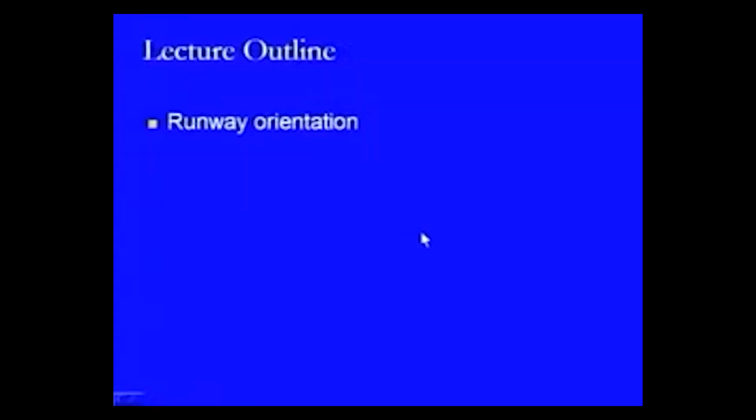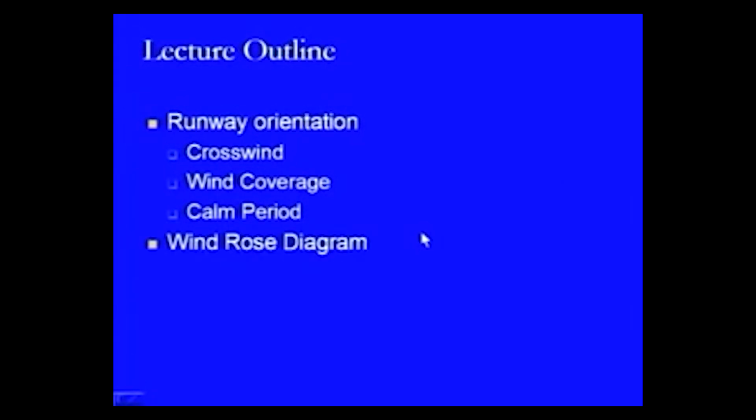So, in today's lecture we are going to look at the orientation of the runways, and we will be looking at the various associated features related to those. What we are going to cover in today's lecture are the runway orientation, the crosswind effect, the wind coverage, the calm period, the wind rose diagrams, and the runway configurations. So, these are the things we would like to cover in today's lecture. We will be starting right now with the runway orientation.